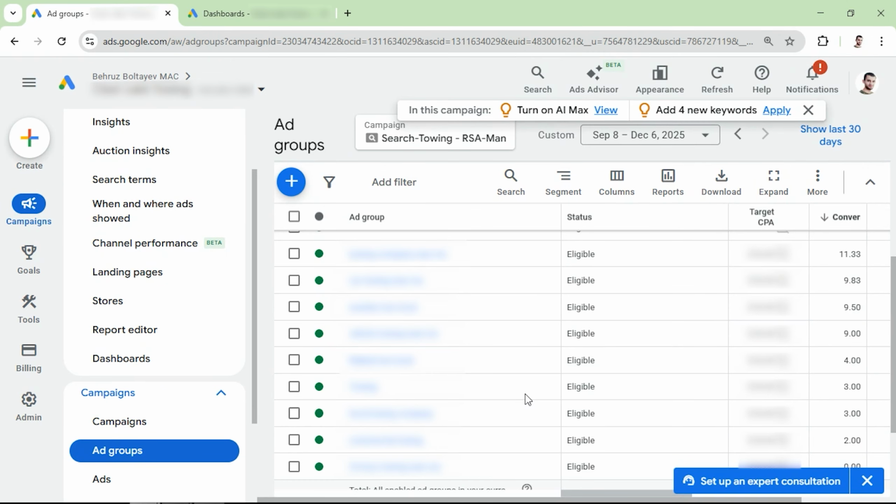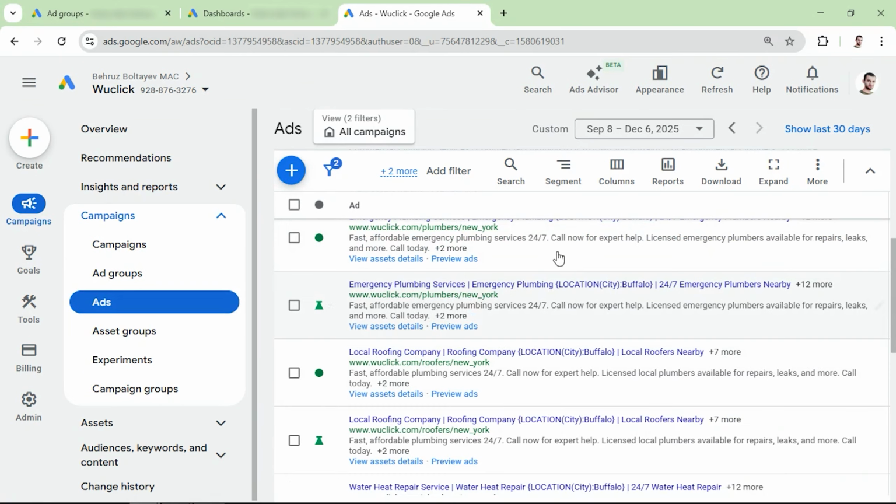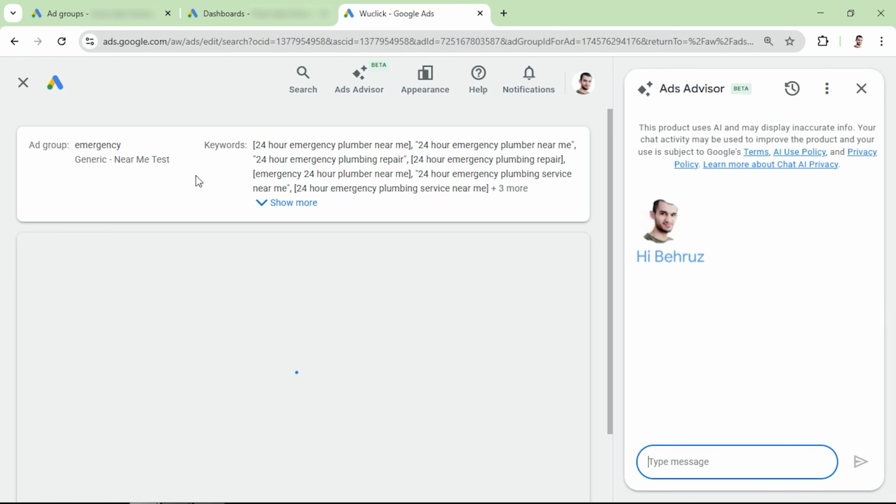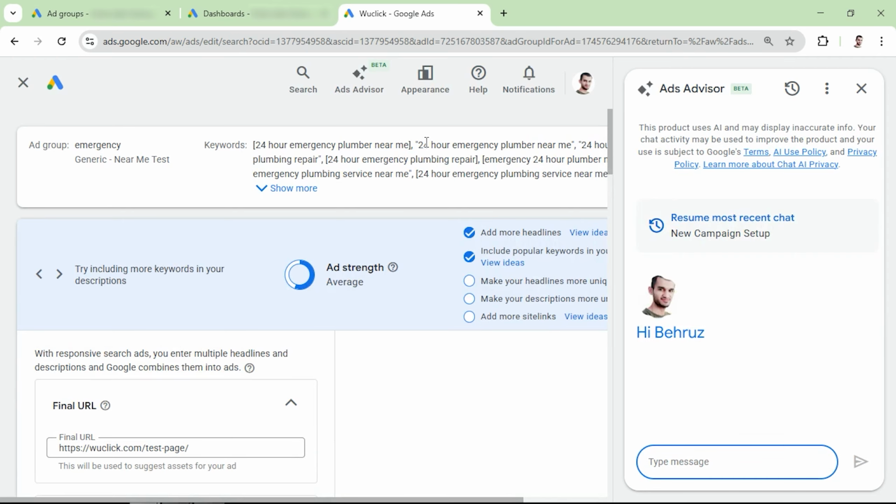And another way would be by creating ad copies with the headlines and descriptions that are focused on generating more and more phone calls. So I'm going to show you one example from my test account. Let's say this is an example ad and it is offering emergency plumbing services. As you can see, these are the keywords: 24-hour emergency plumber near me. And we have lots and lots of similar type of keywords.